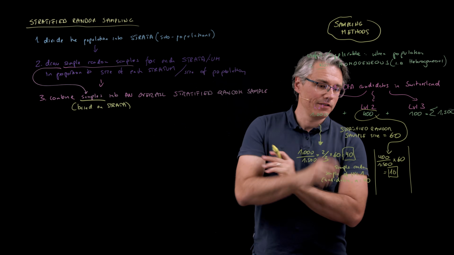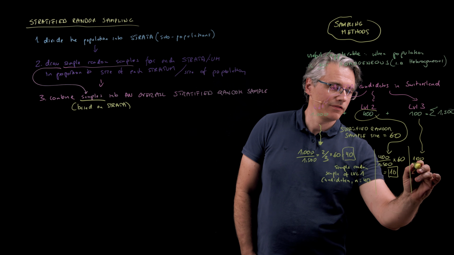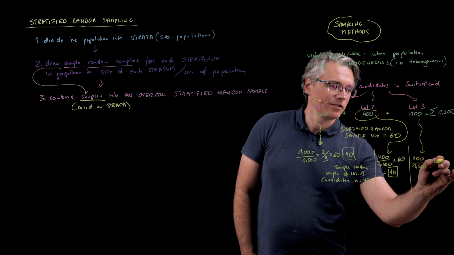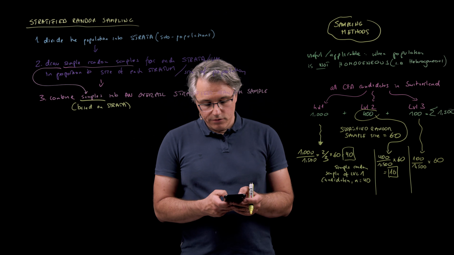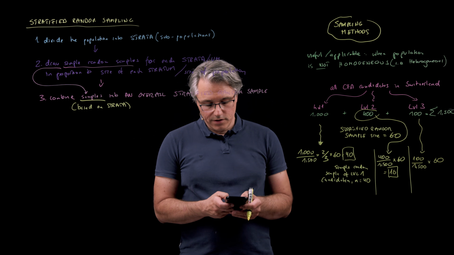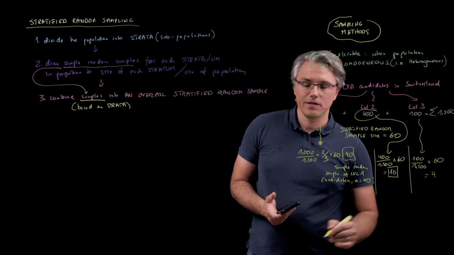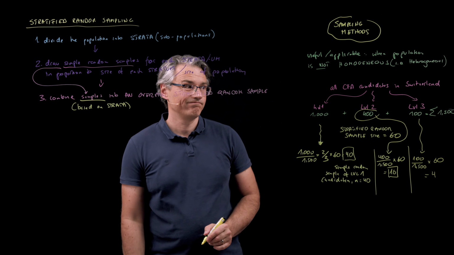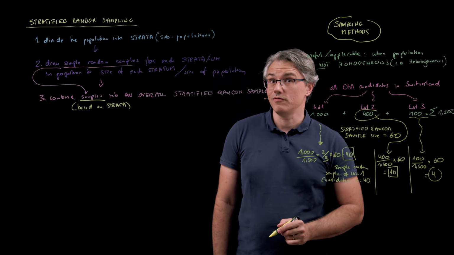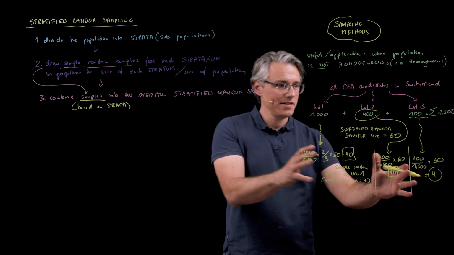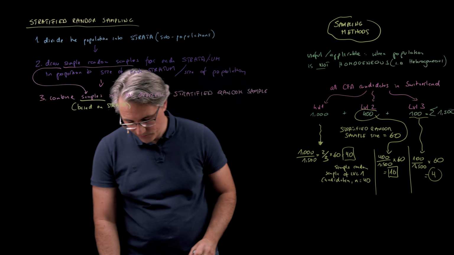And the same goes for level 3, 100 divided by 1,500 times that same 60. So 100 divided by 1,500 times 60, we'll just have a sample of size 4. So from these 100 candidates, we'll sample just 4. Combining these into an overall stratified random sample with a size of 60.